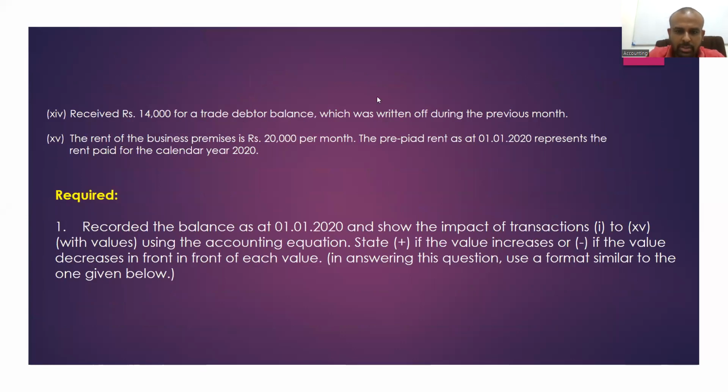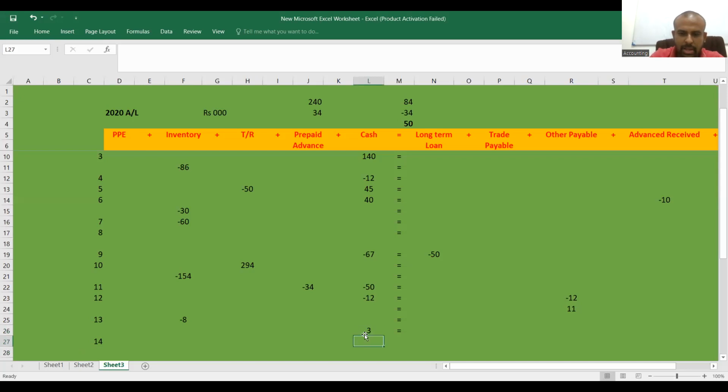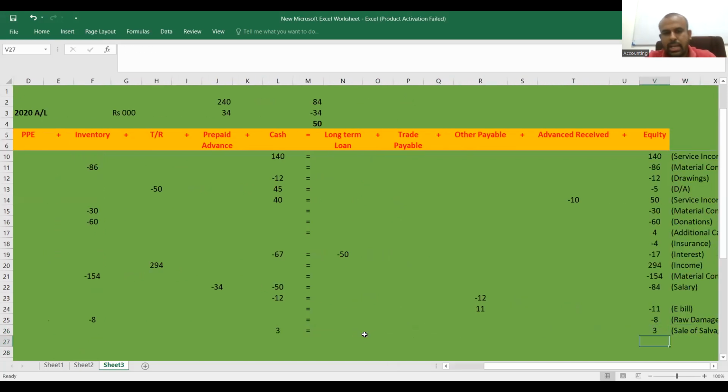That was solved for 3,000. Sorry. But this was solved for 3,000. Okay. Thanks, Vita. Not for 2,000. And you receive the cash 3,000 and sale of salvage rupees 3,000.